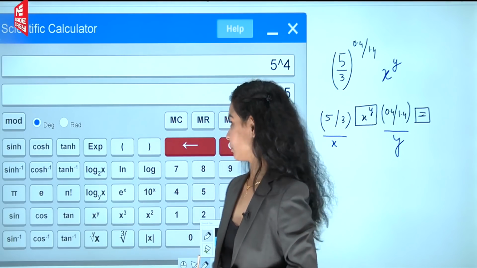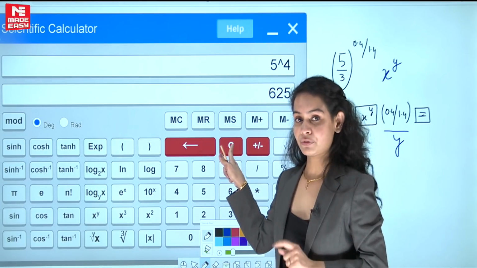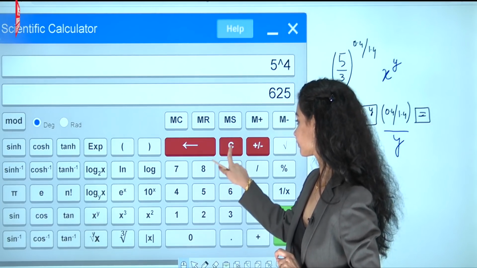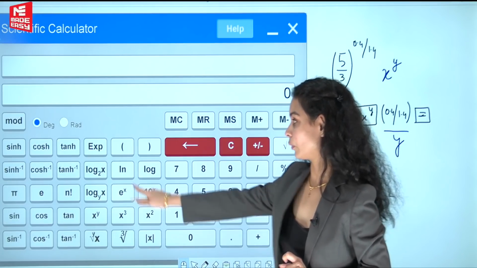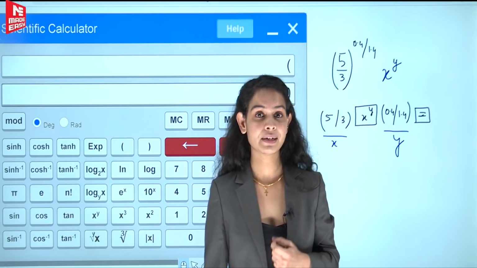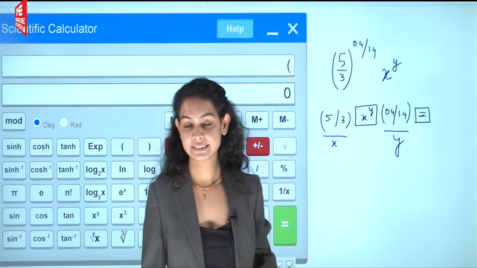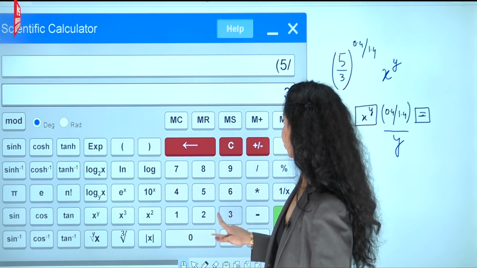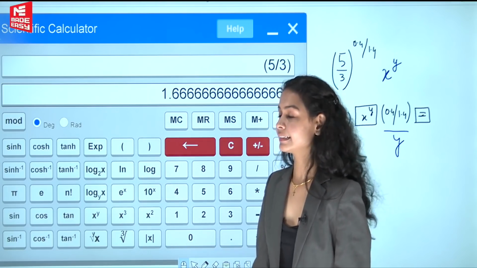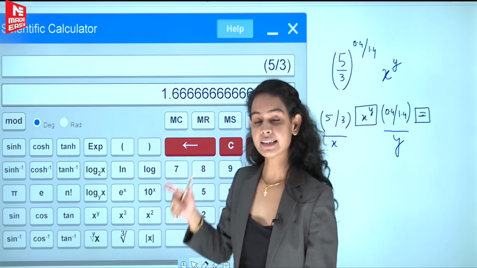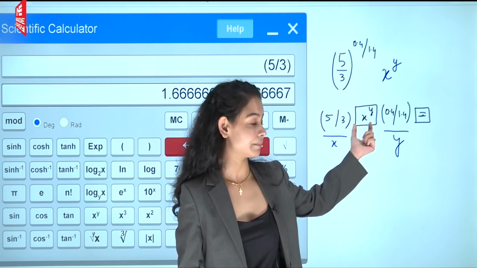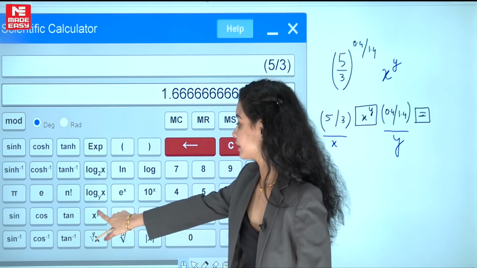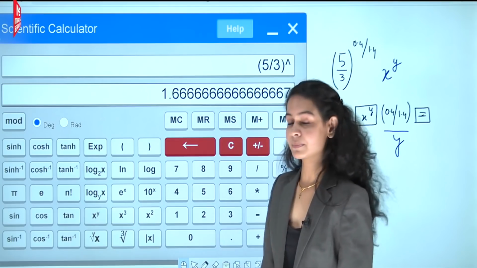Let's perform this on the virtual calculator. Press C before the new calculation. Now start with, you open the bracket, enter the value of x, which is 5 by 3. So 5 by 3, you need to close the bracket. This is the value of x. Now next you have to enter the function tab, that is x to the power of y, which is found here. Press x to the power of y.